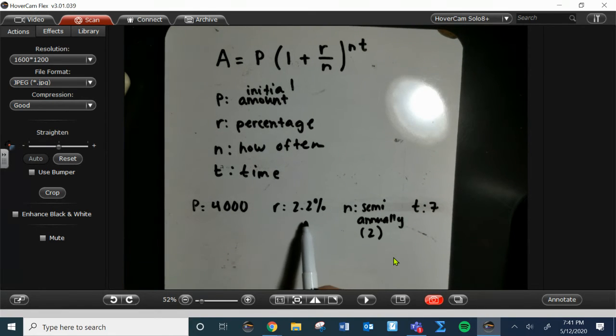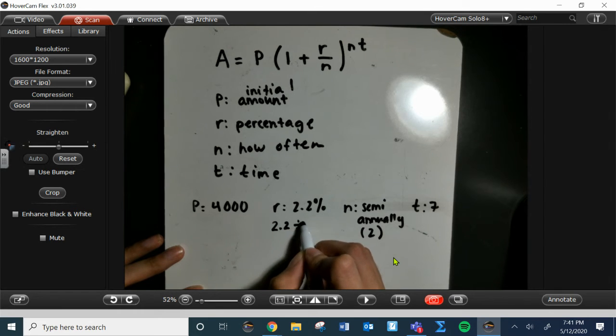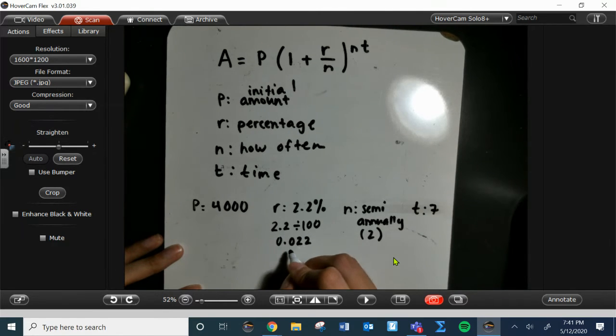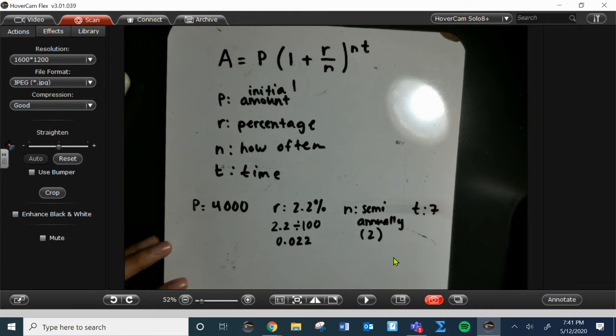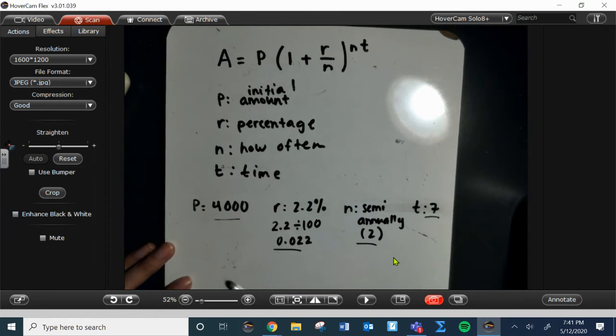Oh, I forgot that this needs to be turned into a decimal. So 2.2 divided by 100. Do that in my calculator, and that's going to give me 0.022. So again, take the decimal divided by 100, and that will be your new number. Now we can take 1, 2, 3, these 4 numbers, and plug them into the formula.